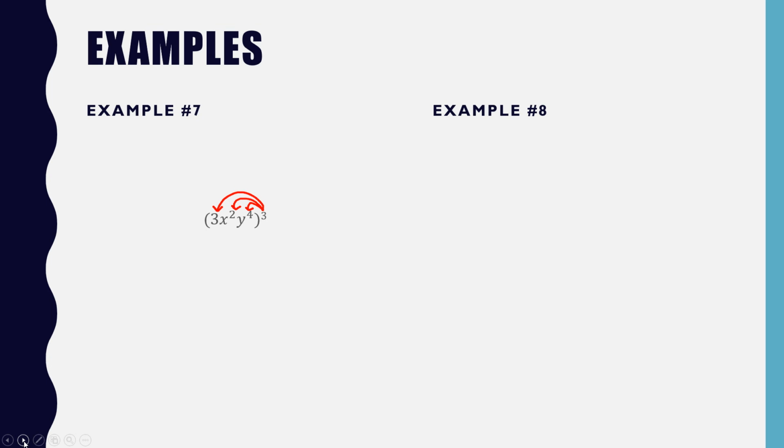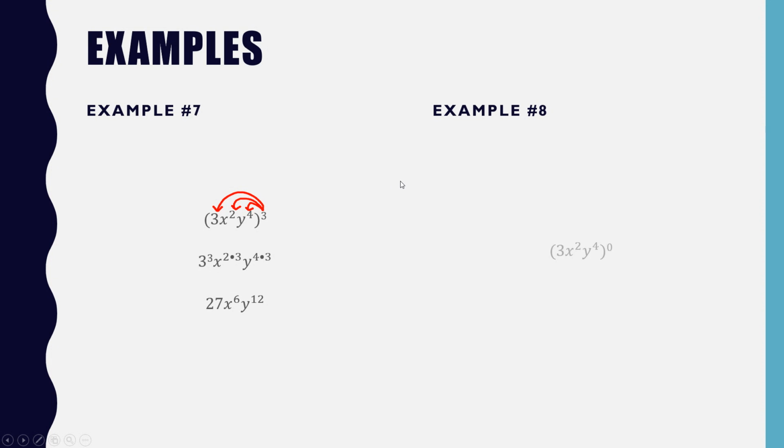So that ends up becoming 3 to the 3rd, and then x to the 2nd times that 3, and y to the 4th times 3. And when you simplify all that, 3 to the 3rd becomes 27. This becomes x to the 6th, and y becomes y to the 12th.